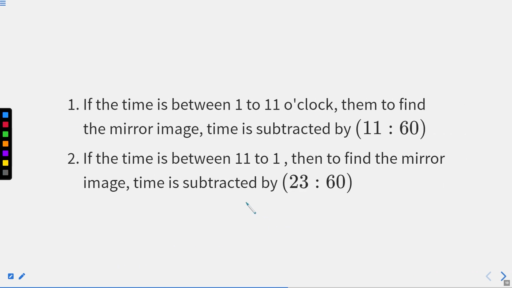Now, the first thing: when the time is between 1 to 11, then to find the mirror image, the time should be subtracted from 11 hours and 60 minutes. I hope this is nothing but 12, right? But we will use this method. When the time is above 11 to 1, it means 12, 13, 14, 15, then it will be subtracted from 23 hours 60 minutes. It is nothing but 24, right? You are aware of both these things now?